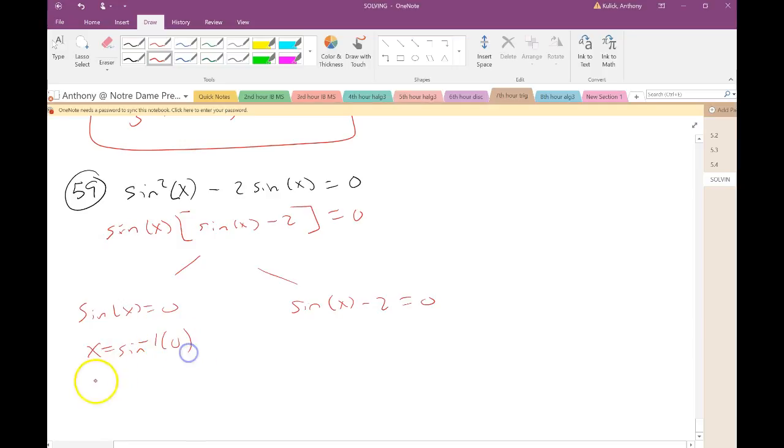So here we have sine inverse of 0. And that's a unit circle value. That happens at 0, and then again at pi. And remember, they asked for all solutions, so I have this plus 2 pi k, k an integer.